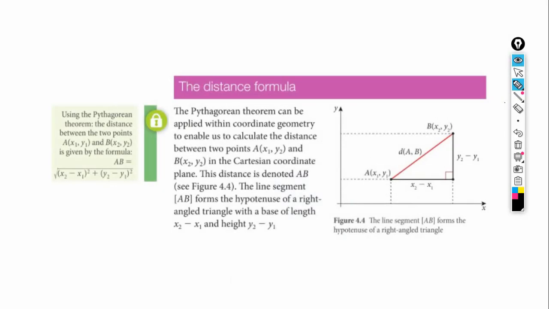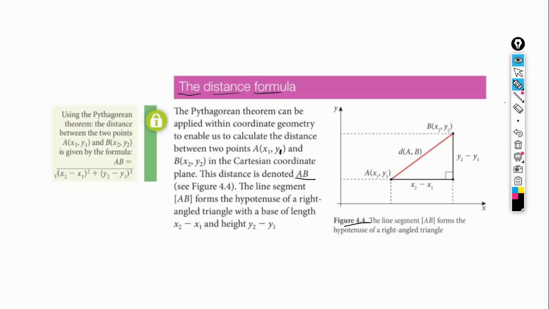Okay, now we're going to take a look at something called the distance formula. The Pythagorean theorem can be applied within coordinate geometry to enable us to calculate the distance between 2 points A, (x1, y1), and B, (x2, y2) in the Cartesian coordinate plane. The distance is denoted AB, see figure 4.4.